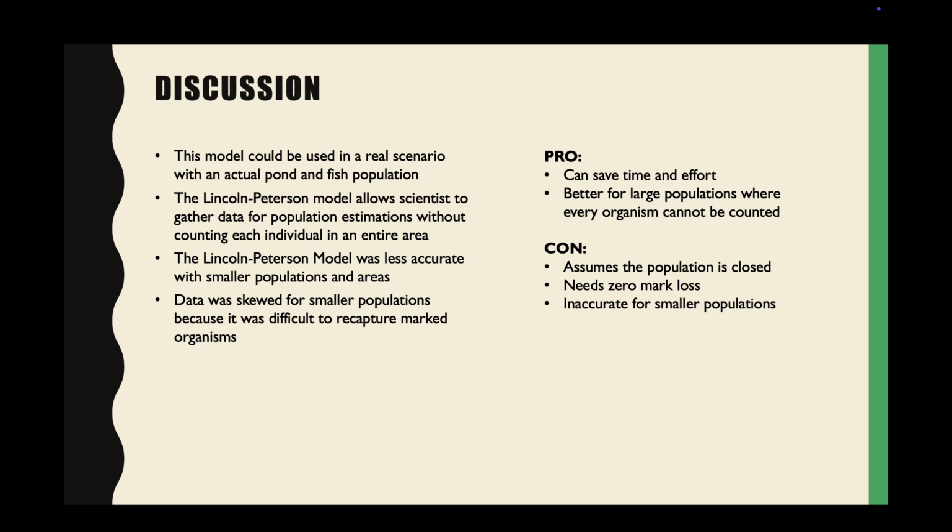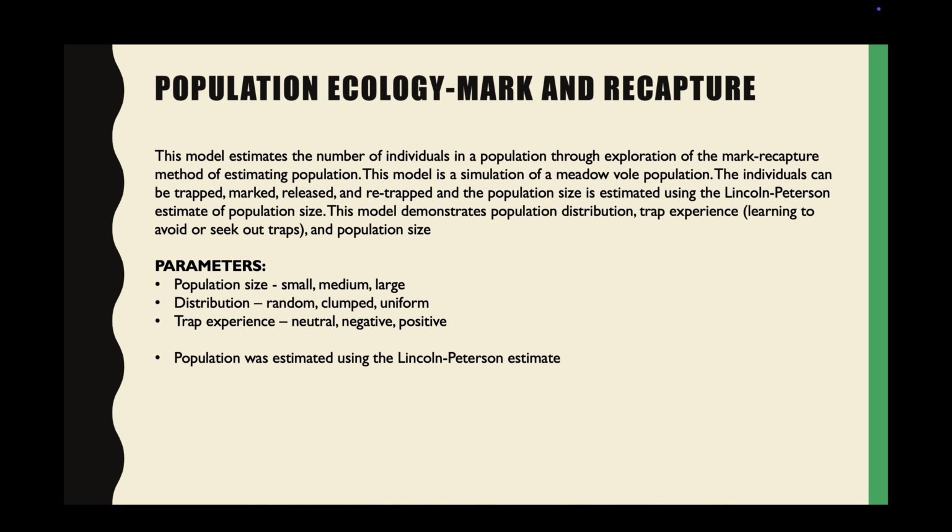I think the data was skewed for the smaller population because it is difficult to recapture marked organisms. Some of the pros are it can save time and effort. It's better for large populations. And the cons are it assumes the population is closed.